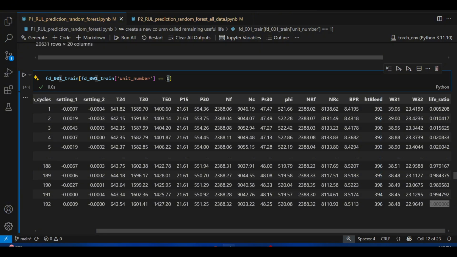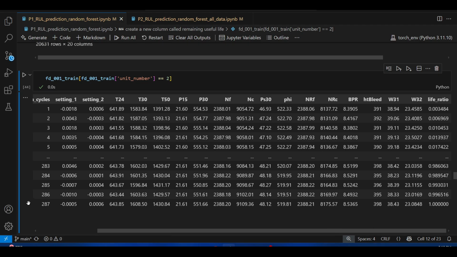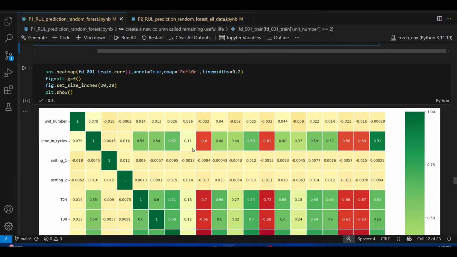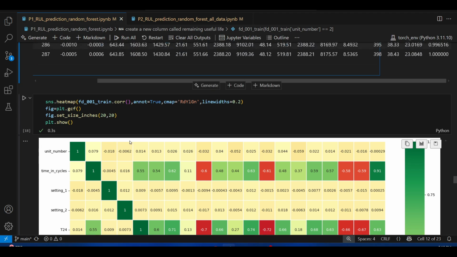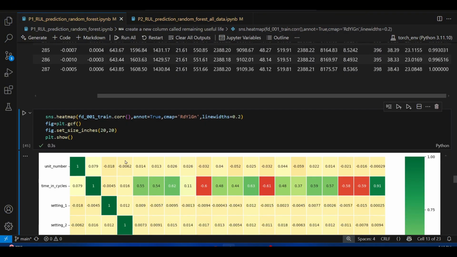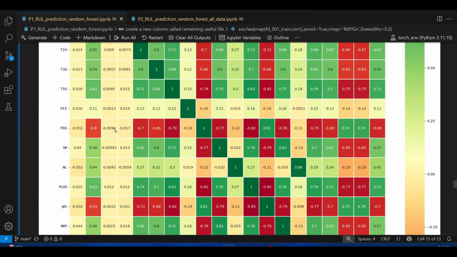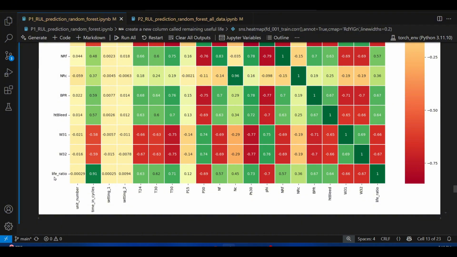All right, you can do it for, let's say, 2 for the second engine, and it changed. It went for 287 cycles. And now I want to see what features in my dataset are related to my output prediction, which in this case is the live ratio. For that, I plot a correlation plot. So I'm only concerned about this row.